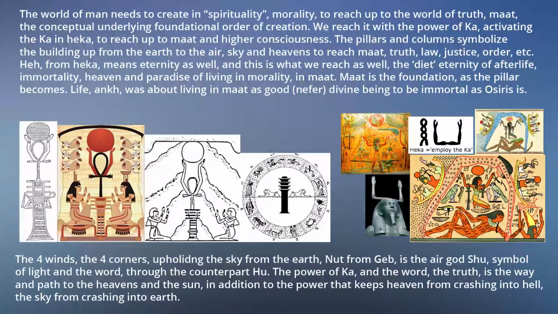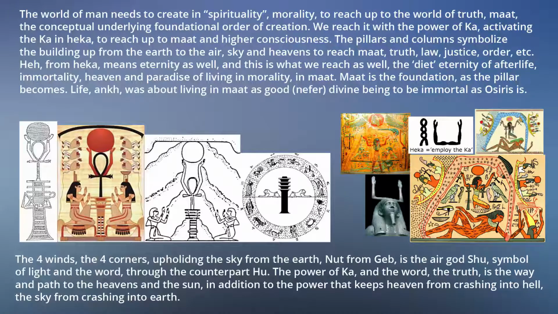So we got infographic number 27. So here I'm tying into the Ka and the Sun. I've already mentioned the Djed pillar with the Ankh and the arms holding up the sun. So here you can actually see it. So the world of man needs to create in, quote, spirituality, in morality, to reach up to the world of truth, of Ma'at, the conceptual underlying foundational order of creation.